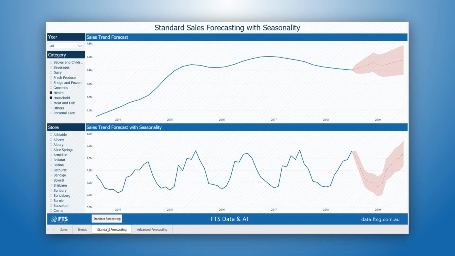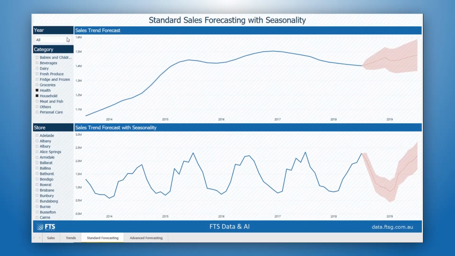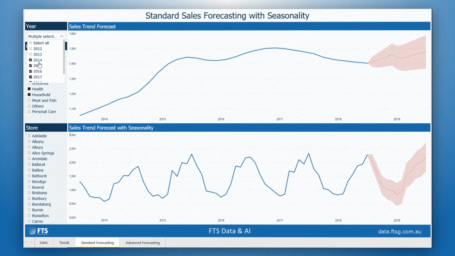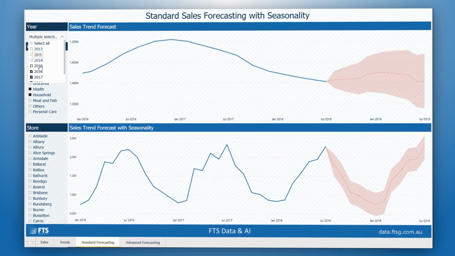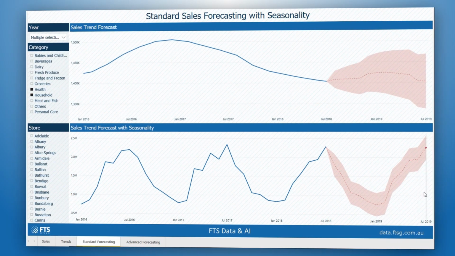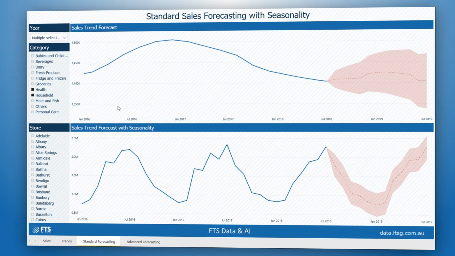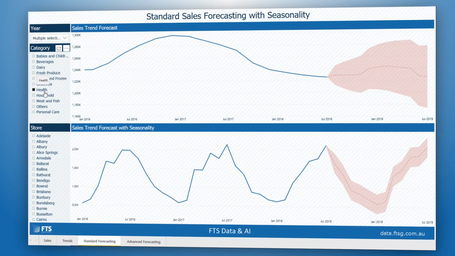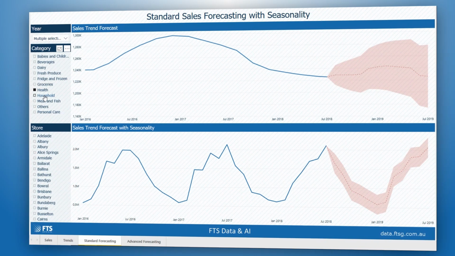This next page shows how some basic forecasting techniques can predict sales. The first chart simply shows the trend in growth. The second chart considers seasonal variations. You can see how the seasonal variation in health is very important in accurately predicting sales.